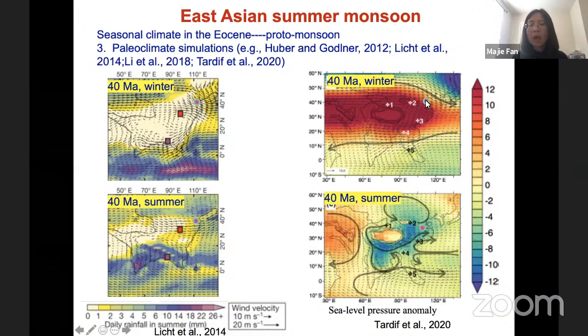And then during the summertime, we see the Tibet Plateau start to form a low pressure system around it, and that alters the wind pattern and brings precipitation from the ocean to eastern China and makes the climate supposedly wetter.